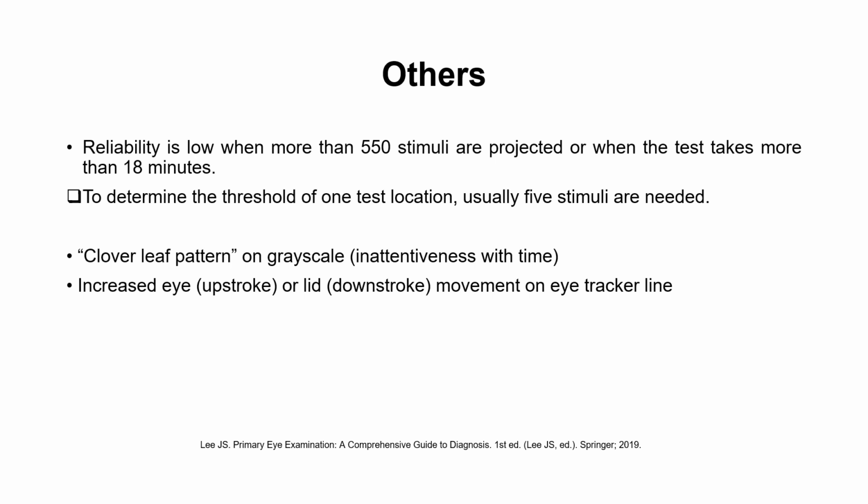We also have a very popular field defect on the grayscale map in the visual field printout representing a reliability index, the cloverleaf pattern. If you see this cloverleaf pattern, it means that the patient is becoming fatigued and inattentive with time, and I will talk about it on the following slide. Also, if you see increased upstrokes or downstrokes on the eye tracker or gaze tracker line, it means that there is some unreliability because of the fixation.